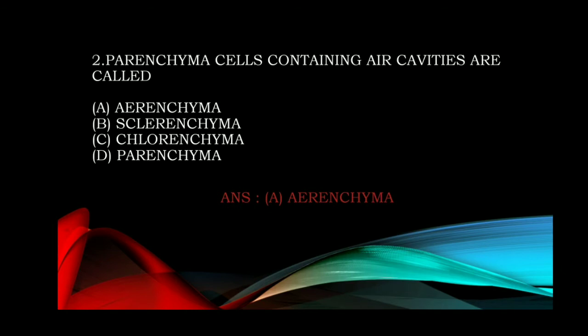Second question, parenchyma cells containing air cavities are called dash. Options: aerenchyma, sclerenchyma, chlorenchyma and parenchyma. So as you know, it is aerenchyma, right? Because in the aquatic plants, the water plants, air cavities are present in the plant. Okay, so the parenchyma cells that contain the air cavities are called aerenchyma. That is option A, aerenchyma.